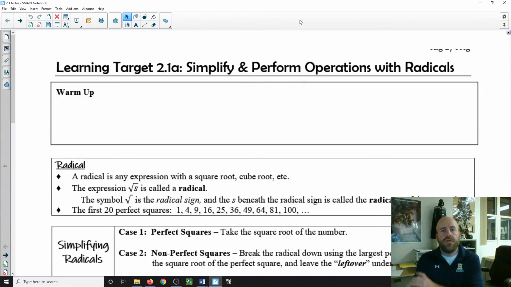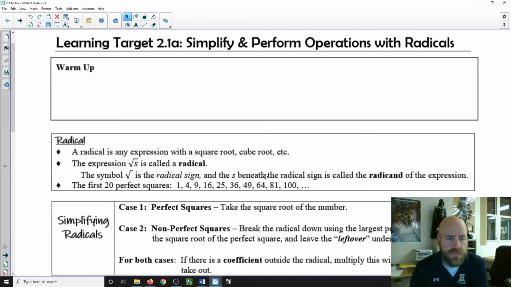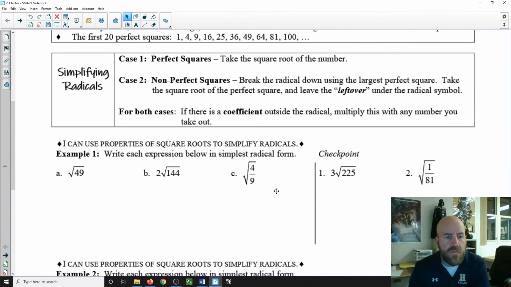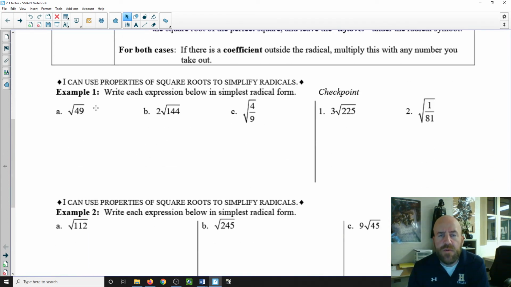Alright, so we're looking at simplifying radicals and performing operations with them. So the first thing that we want to do is find a perfect square that we can take out of the root if possible. So in example 1 we can see square root of 49.